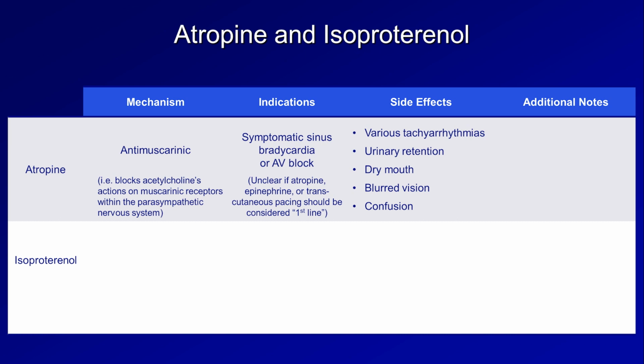There is one specific population that requires additional consideration. Atropine is completely ineffective in heart transplant recipients, as their transplants left them with no vagal innervation of the heart.